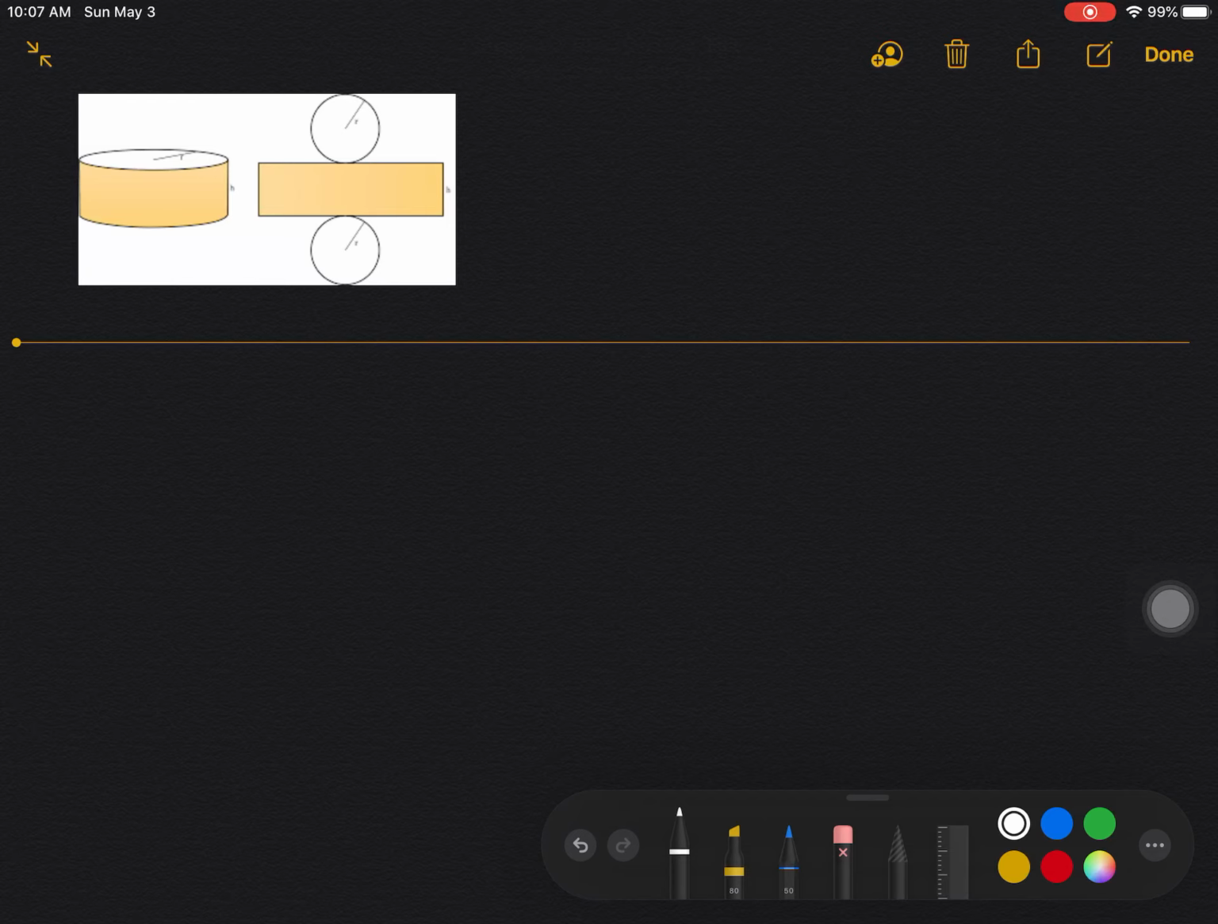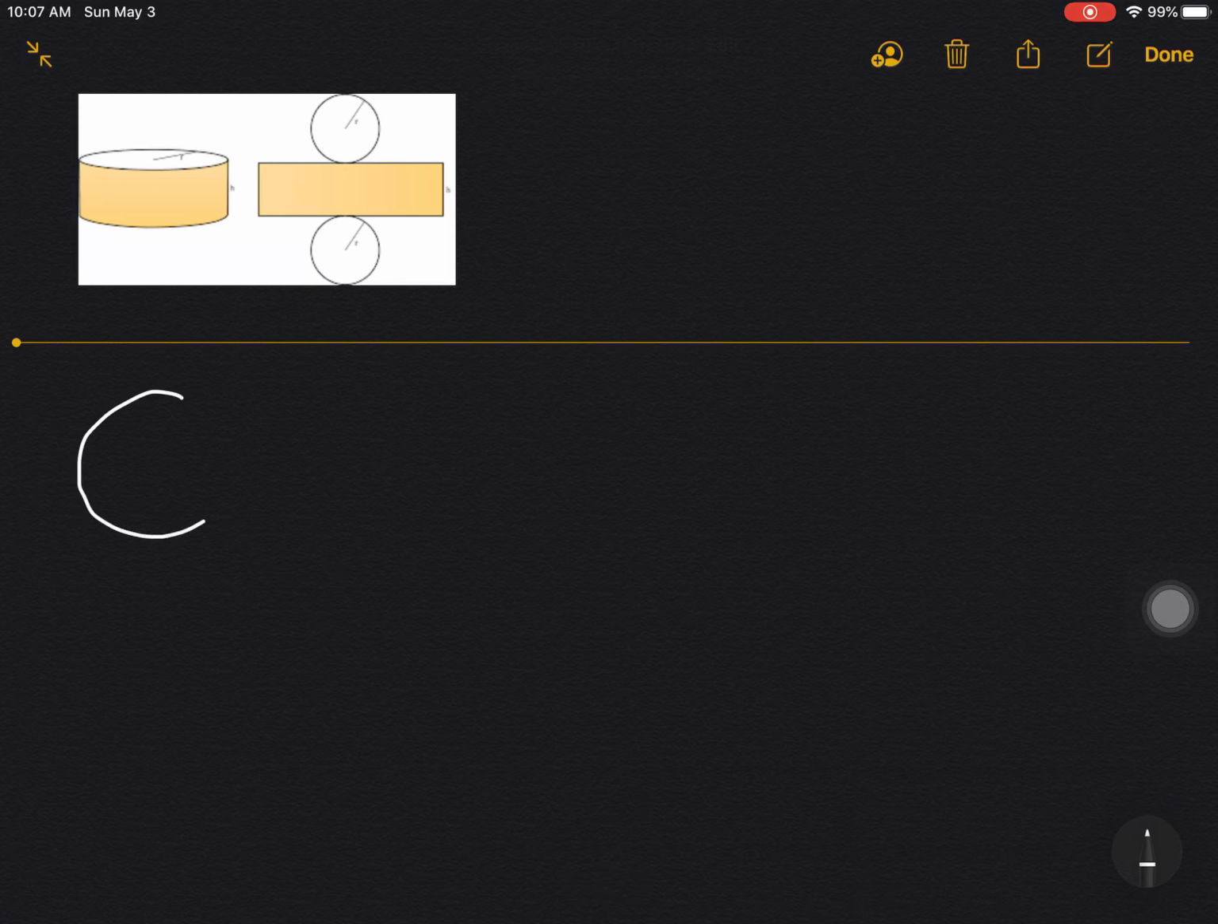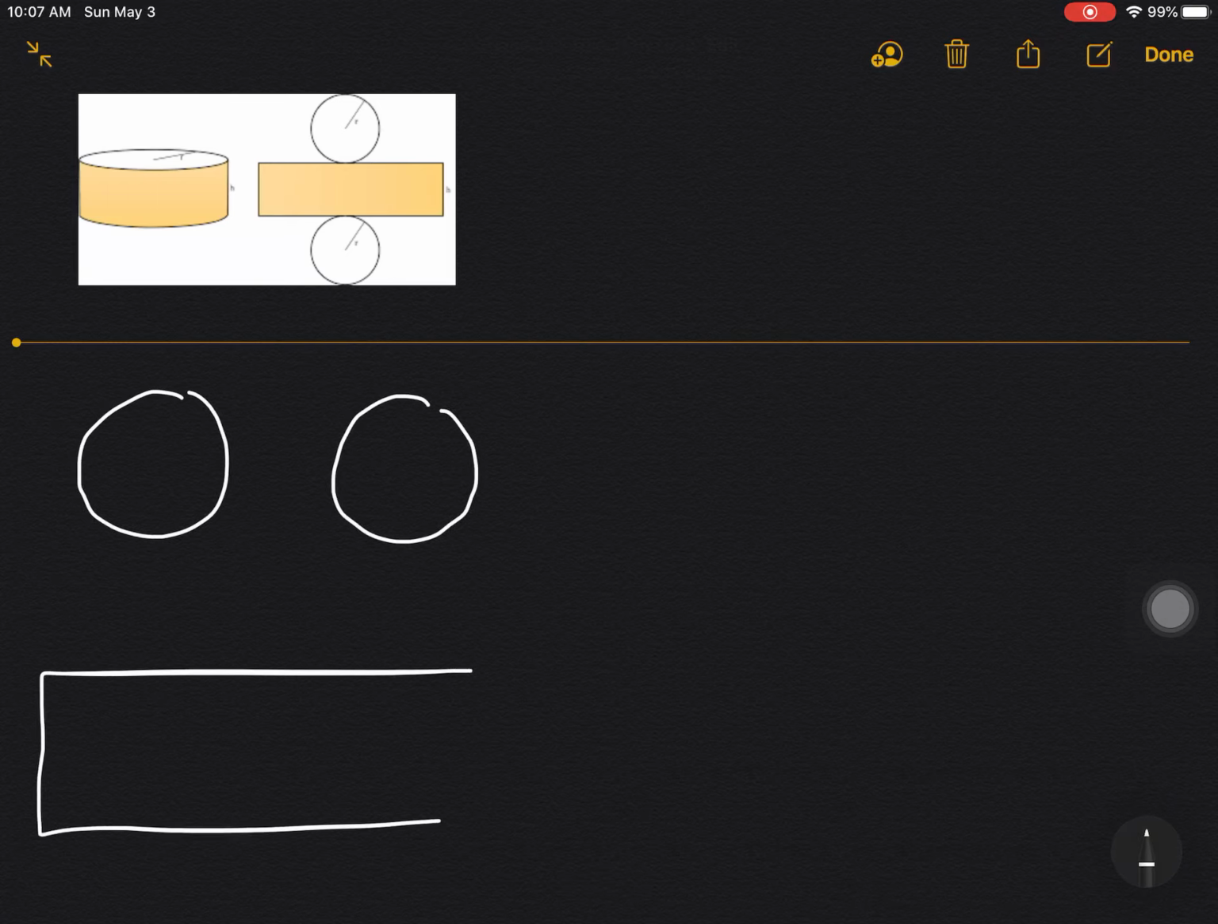So if we're taking a look at the cylinder picture that I've shown here on the screen, we know that a cylinder can be broken down into two circles and a rectangle in the middle. And when we're looking at finding surface area, we want to find the area of each of these pieces, and then we want to add them together.